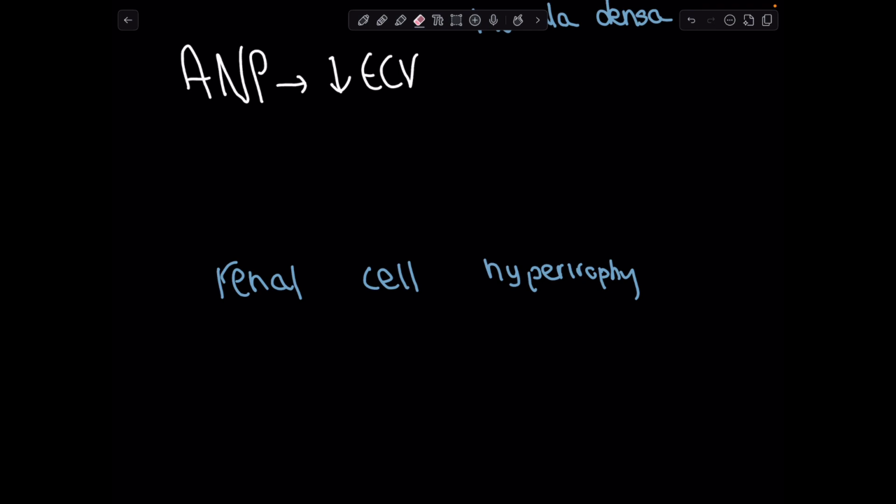Okay, so we'll have a decrease in the ECV, and renal baroreceptors and renal sodium ion sensors feel it. So one thing that's going to happen is we have activation of the RAAS, angiotensin and aldosterone will increase, and we will have reabsorption. Okay, I understand that.